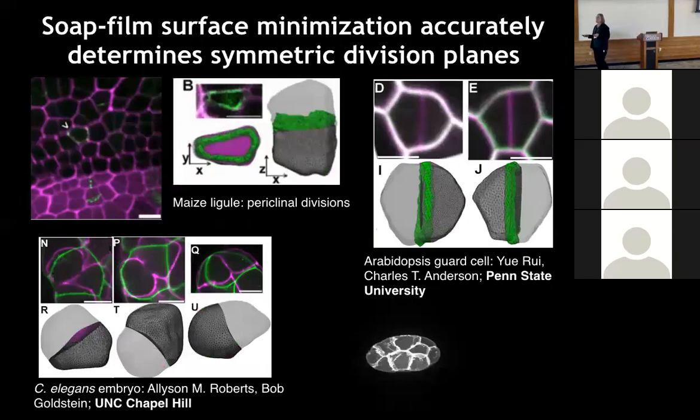During ligule development, there's a stage at which the cells divide periclinally. We were really interested in seeing whether or not the division that occurred in these periclinal divisions was predicted by soap film minimization or not. This result was a little bit of a surprise.